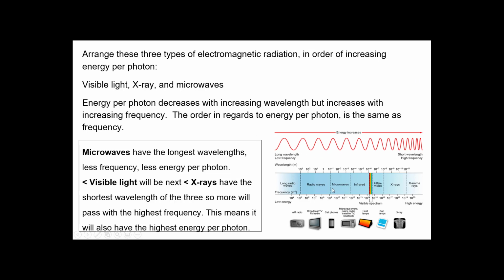So if we look at this, microwaves has the lowest energy, and here's the arrow for increasing energy. Visible, then X-rays. So energy per photon decreases with increasing wavelength, but increases with increasing frequency. So this is still, even though it's a fancy energy per photon, this spectrum is energy. So look at where it's highest energy, and that's going to have more energy per photon than something that's smaller. That's it.